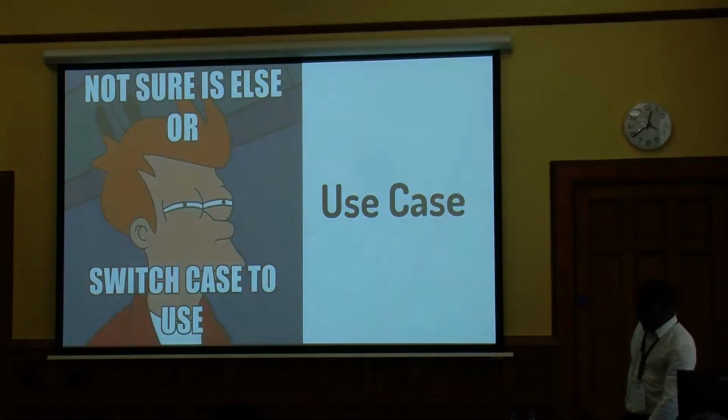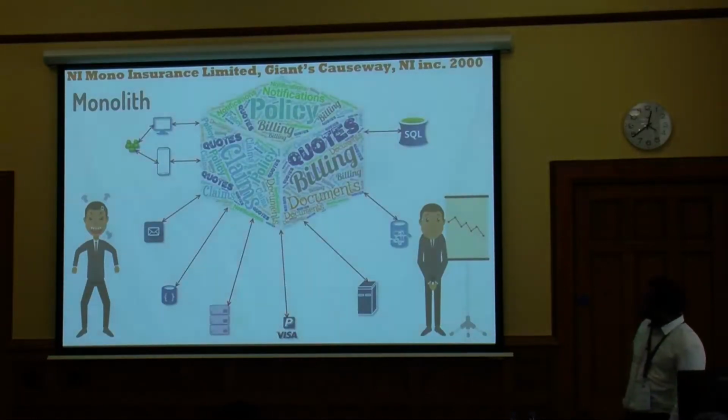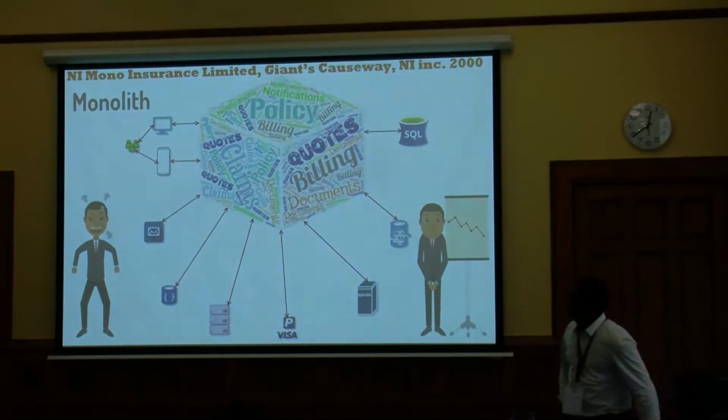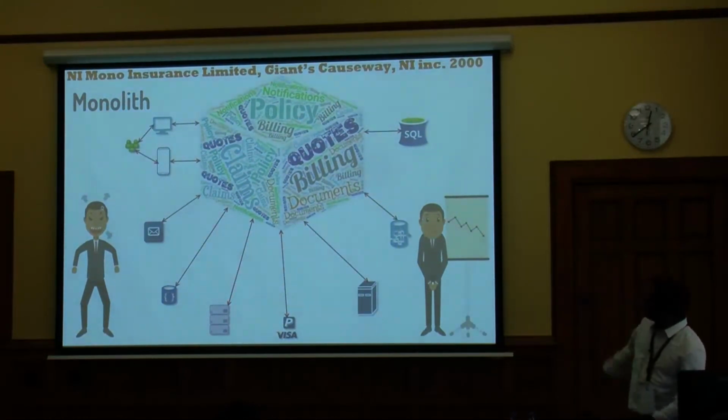Next, let's move on to the use case. This is the use case which we will discuss today. It's an insurance company, let's say a NI Mono Insurance. You see a big monolith application interacting with lots of backends, and there is no composability, and scalability will be a major issue here. Every time you need to change one particular component, you will need to bring the system down and then deploy it again to bring the system up.